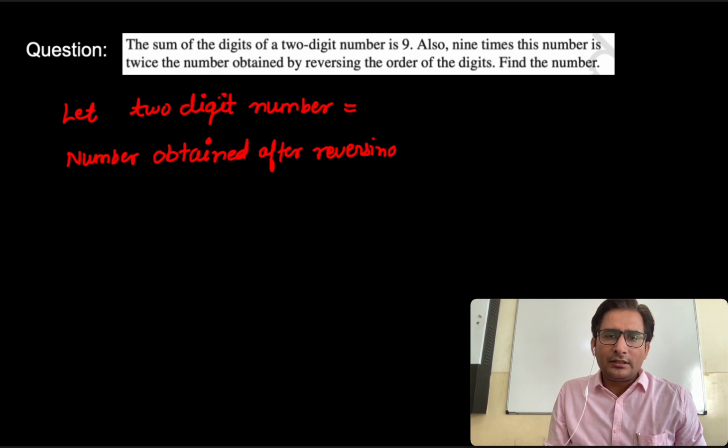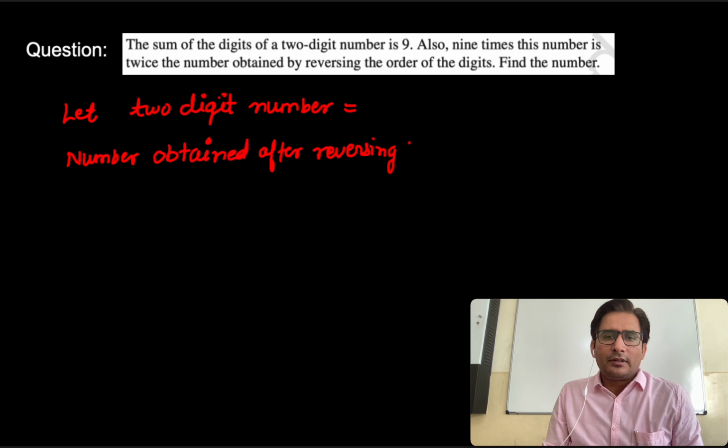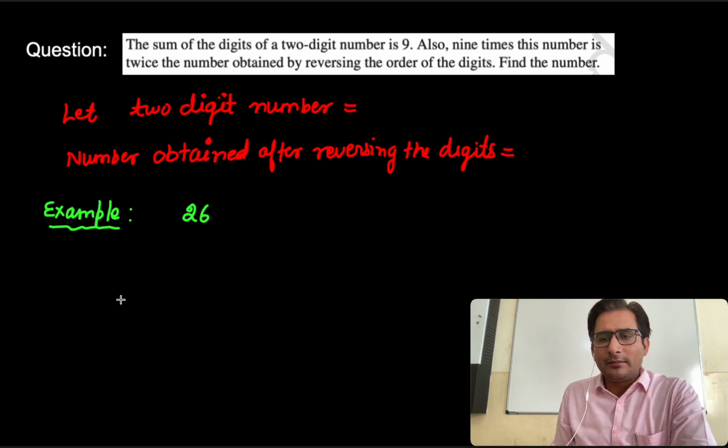So if you understand these two things, then this question will become very easy for you all: reversing the digits. So let me explain this question, how to write the 2-digit number. Let me explain this with the help of an example first. Suppose a 2-digit number is 26.